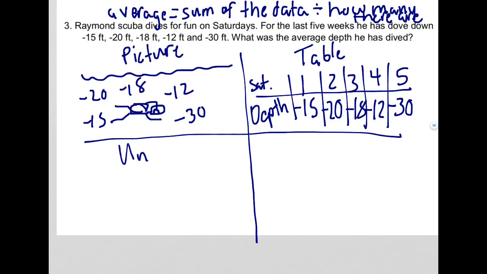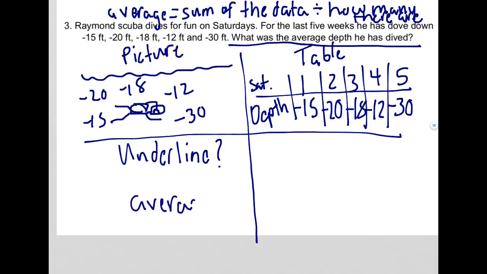So underline the question just to make sure that I'm answering it. Raymond scuba dives for fun on Saturdays. For the last 5 weeks he has dove down -15 feet, -20 feet, -18 feet, -12 feet, and -30 feet. What was the average depth he has dived? So basically we're looking for the average depth. So I'm looking for that. So now I can solve and I'll check.